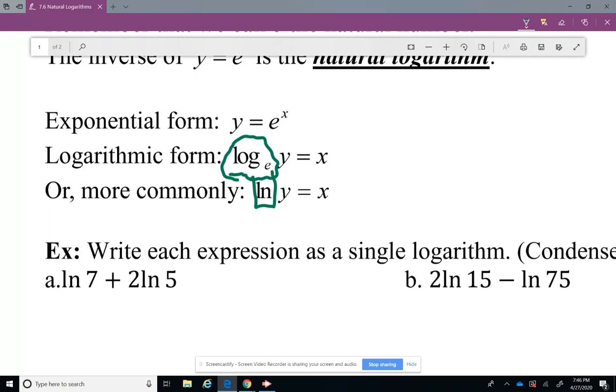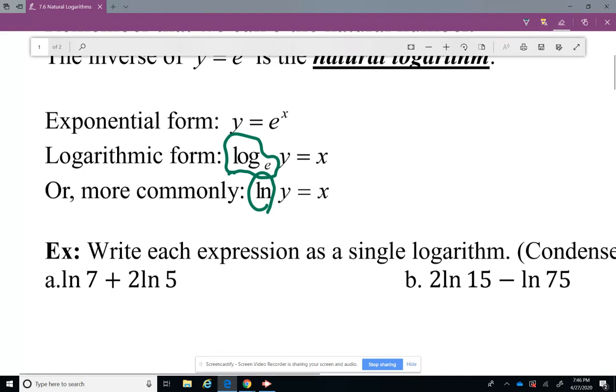Now, I don't know why they put it backwards. Maybe because they wanted to make sure you still knew it was a logarithm. It was a logarithm that was natural. We don't know why people do what they do. Whoever invented it is the one who got to have the say-so, I guess. But log e can be replaced with ln.